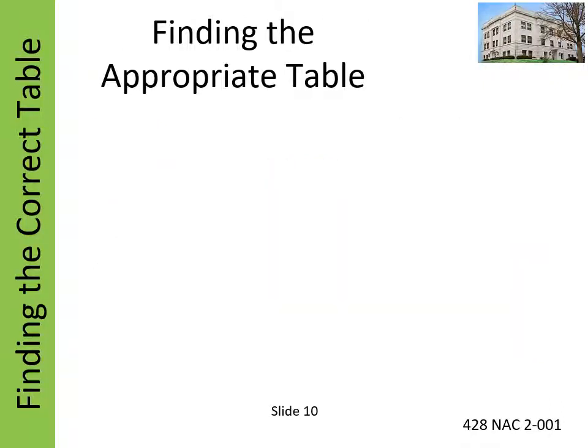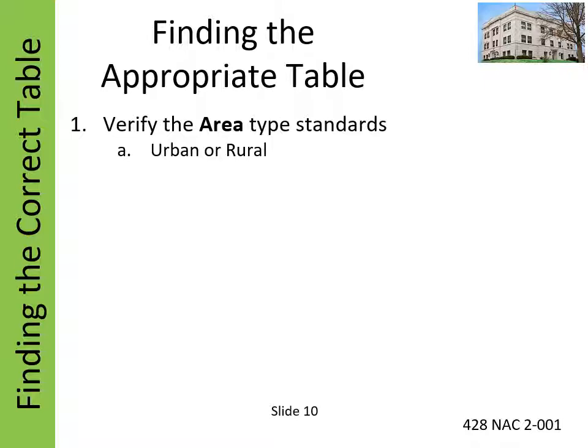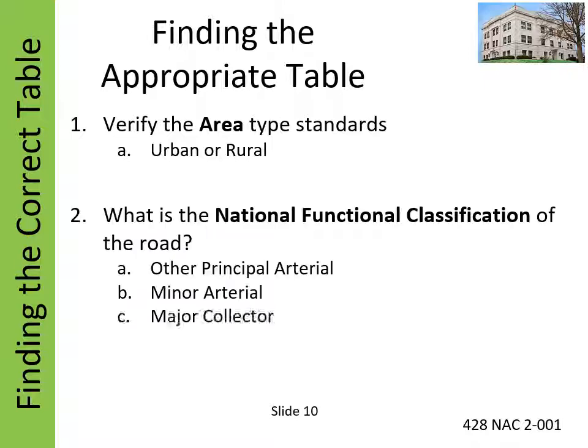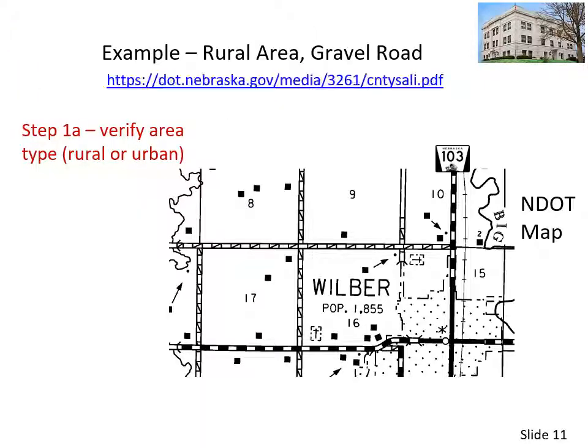To find the table that applies, you need to determine two things: the area type of standards that apply, urban or rural, and the national functional classification of the road. As part of the process for determining the applicable design standards table, we will check notes 2, 3, and 4. Wilbur, with a population of approximately 2,000, is a city of the second class. With the project not being in or near a city with a population of 5,000 or more, we know that the project is not in an urban area. Therefore, it is in a rural area.